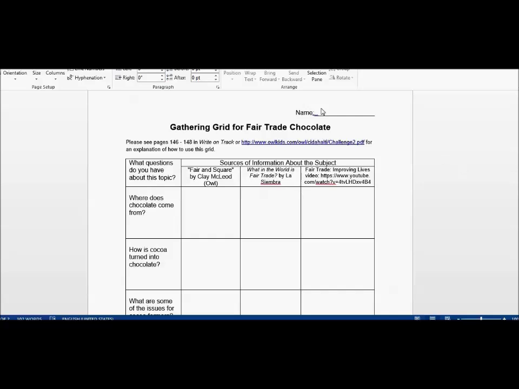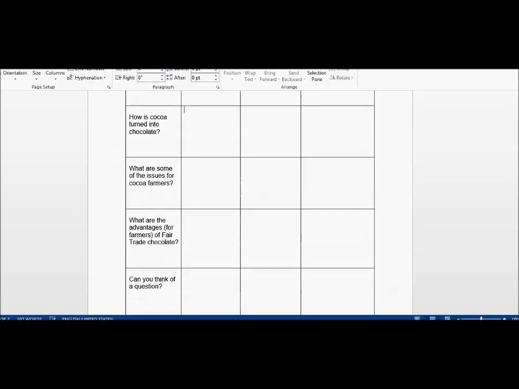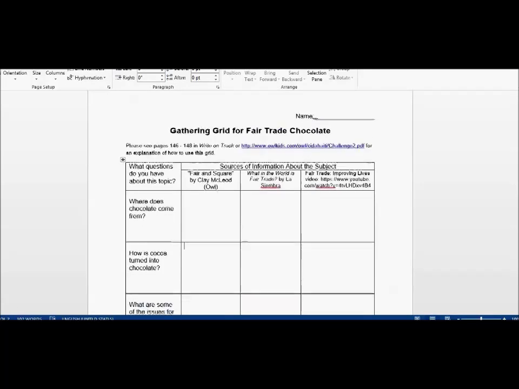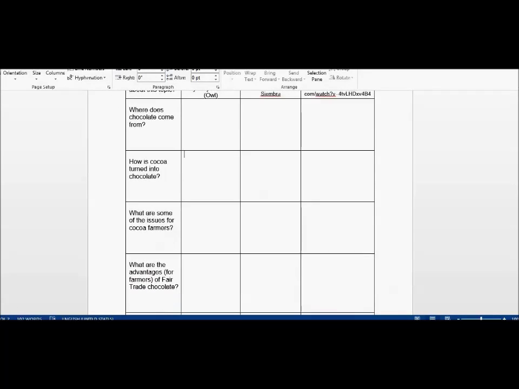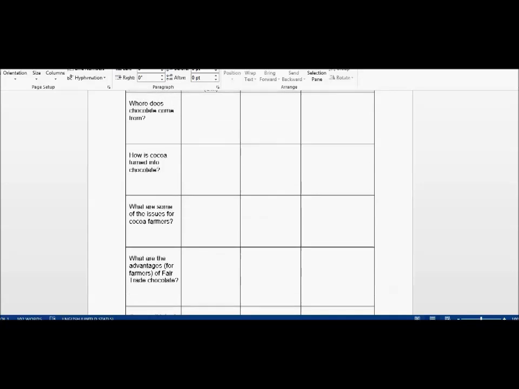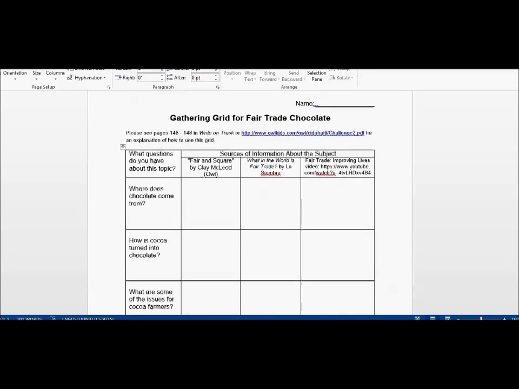So if we take as an example the topic of fair trade chocolate, and then we choose to think about the questions: where does chocolate come from, how is cocoa turned into chocolate, what are some of the issues for cocoa farmers, what are the advantages for farmers of fair trade chocolate, and any other questions that you might like to generate yourself, then we can use those to structure our process of research.